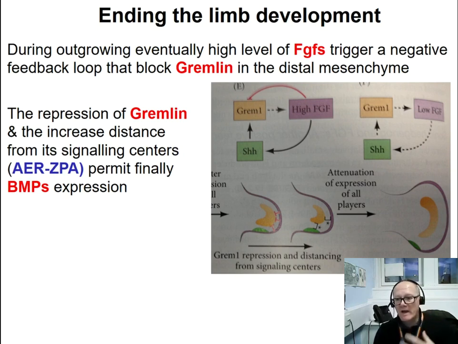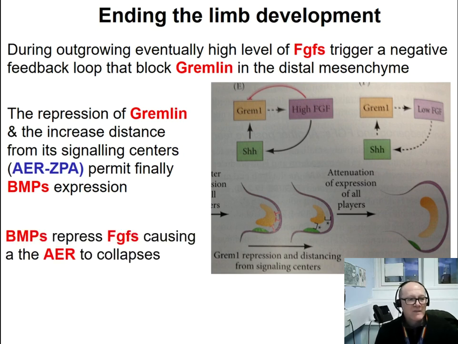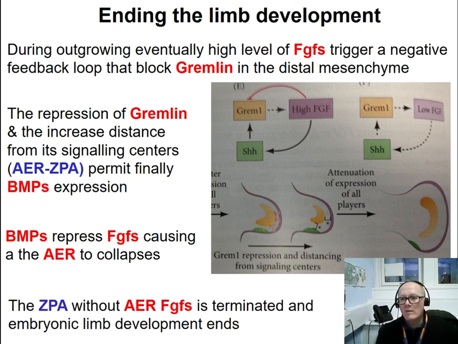So what's happened when we have BMP activation? BMP activation represses FGF8 in the apical ectodermal ridge. Without expression of FGF8 in the apical ectodermal ridge, there is no more signaling that helps the zone of polarizing activity to express SHH. So SHH is not expressed over there, and therefore the zone of polarizing activity is terminated.